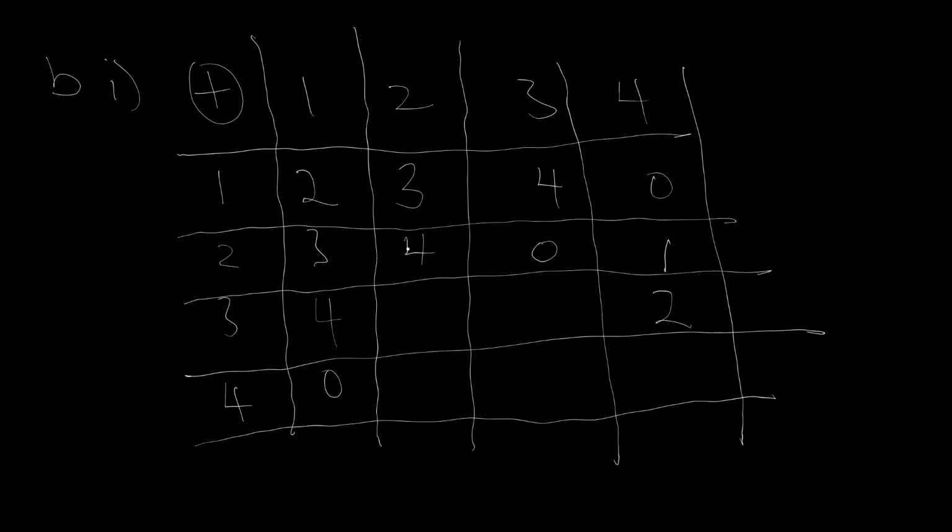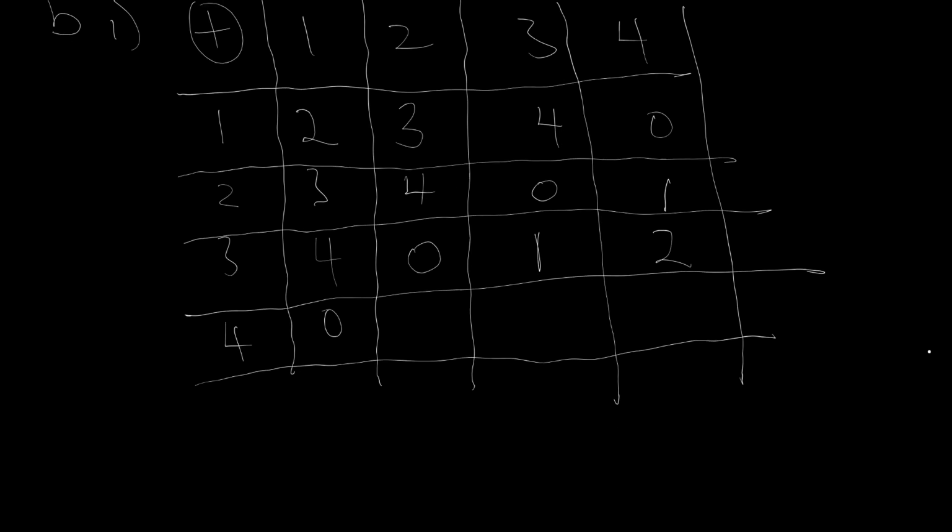3 plus 2 is 5. Now when you divide 5 by 5, you get 1 remainder 0. So you write the remainder 0. 3 plus 3 is 6. When you divide 6 by 5, we have a remainder of 1. So we write the remainder here. 4 plus 2 is also 6. 6 divided by 5 is 1 remainder 1. So we write the remainder 1.